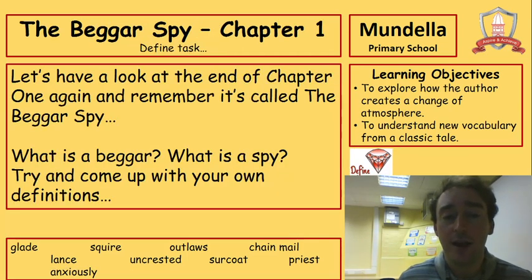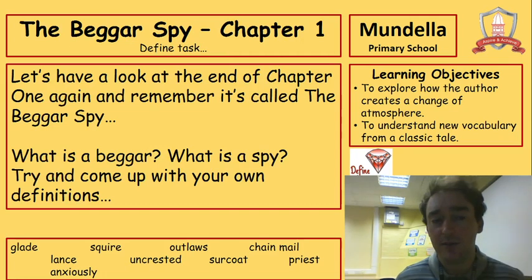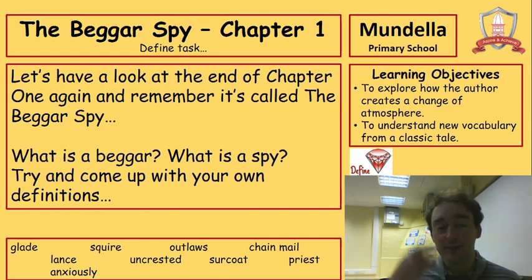So first of all, let's have a look at the end of chapter 1 again. And remember, it's called The Beggar Spy. So have a think. What is a beggar? What is a spy? Try and come up with two definitions there. I want you to come up with a definition for beggar and a definition for spy. Okay, so pause the video now and give that a try.